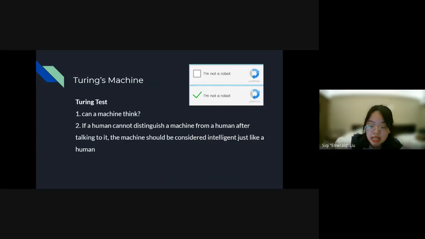Turing also brought out the idea of the Turing test, a theoretical question used to test if a machine is intelligent. Turing presented the question whether a machine could think, whether a machine could be considered intelligent, just like a human. And his answer was that if a human cannot distinguish a machine from a human after talking to it, the machine should be considered intelligent, just like a human.